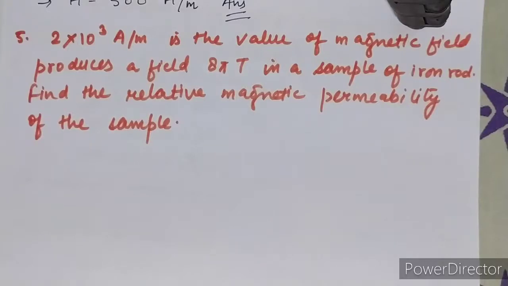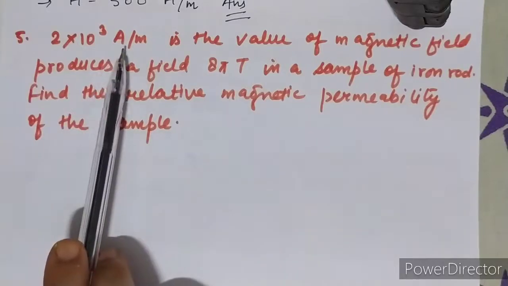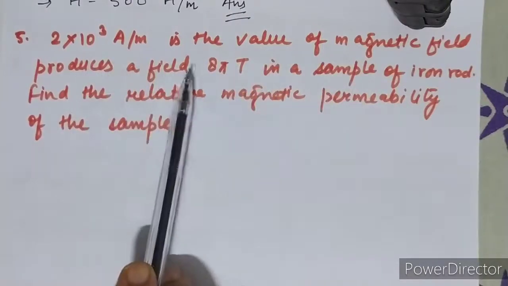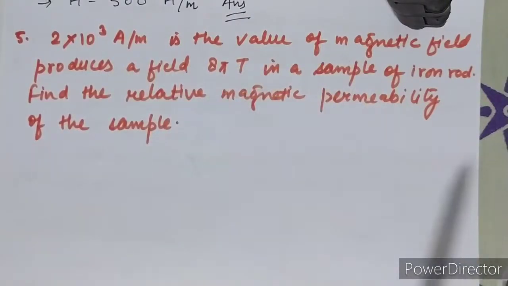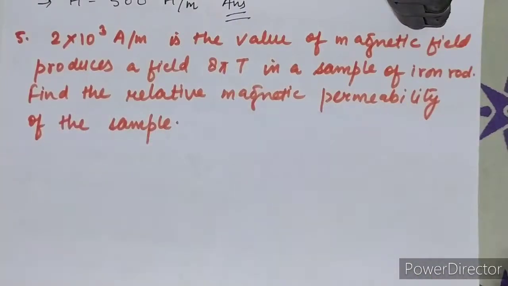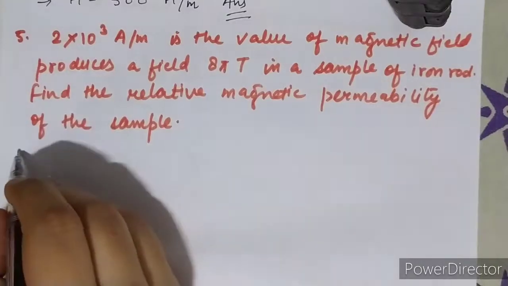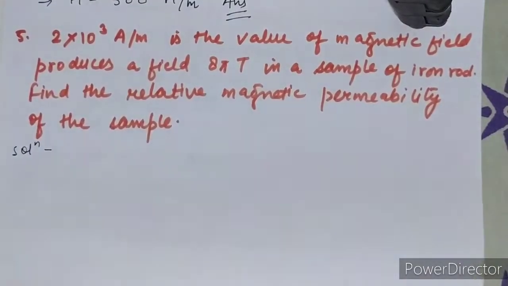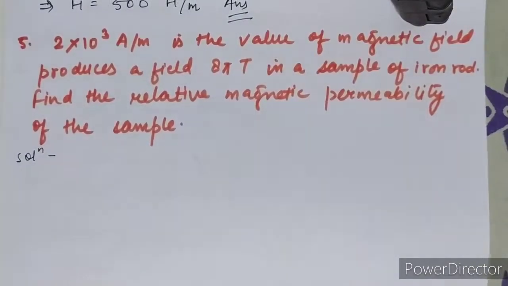Numerical number 5, which you have to do on your own: the value of the magnetizing field has been given, and it produces a magnetic field of 8 pi T in a sample of an iron rod. Then we have to find the relative magnetic permeability of the sample. Clear? I hope you have all solved this numerical, but I am solving it so you can check whether your answer is correct or not.